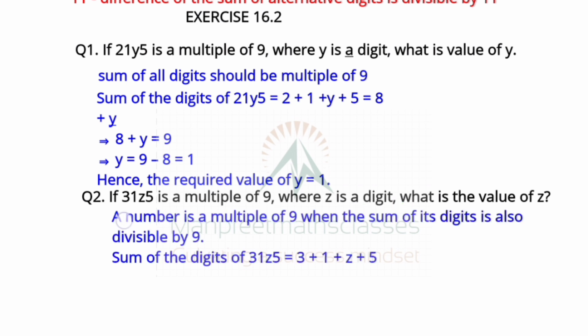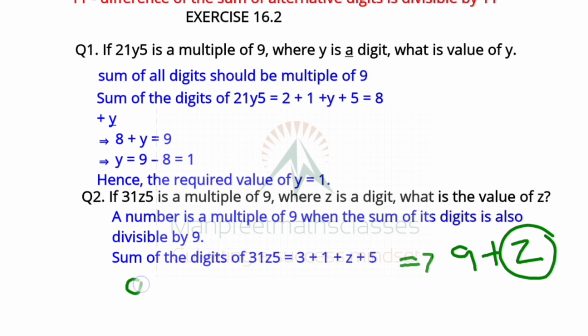So I have written first the divisibility rule of 9, that is a number is a multiple of 9 when the sum of digits is also divisible by 9. So next I have followed this step. I had added 3 plus 1 plus z plus 5, that is the sum of its digits. So here you will get 9 plus z. Now we need to find out this value of z.